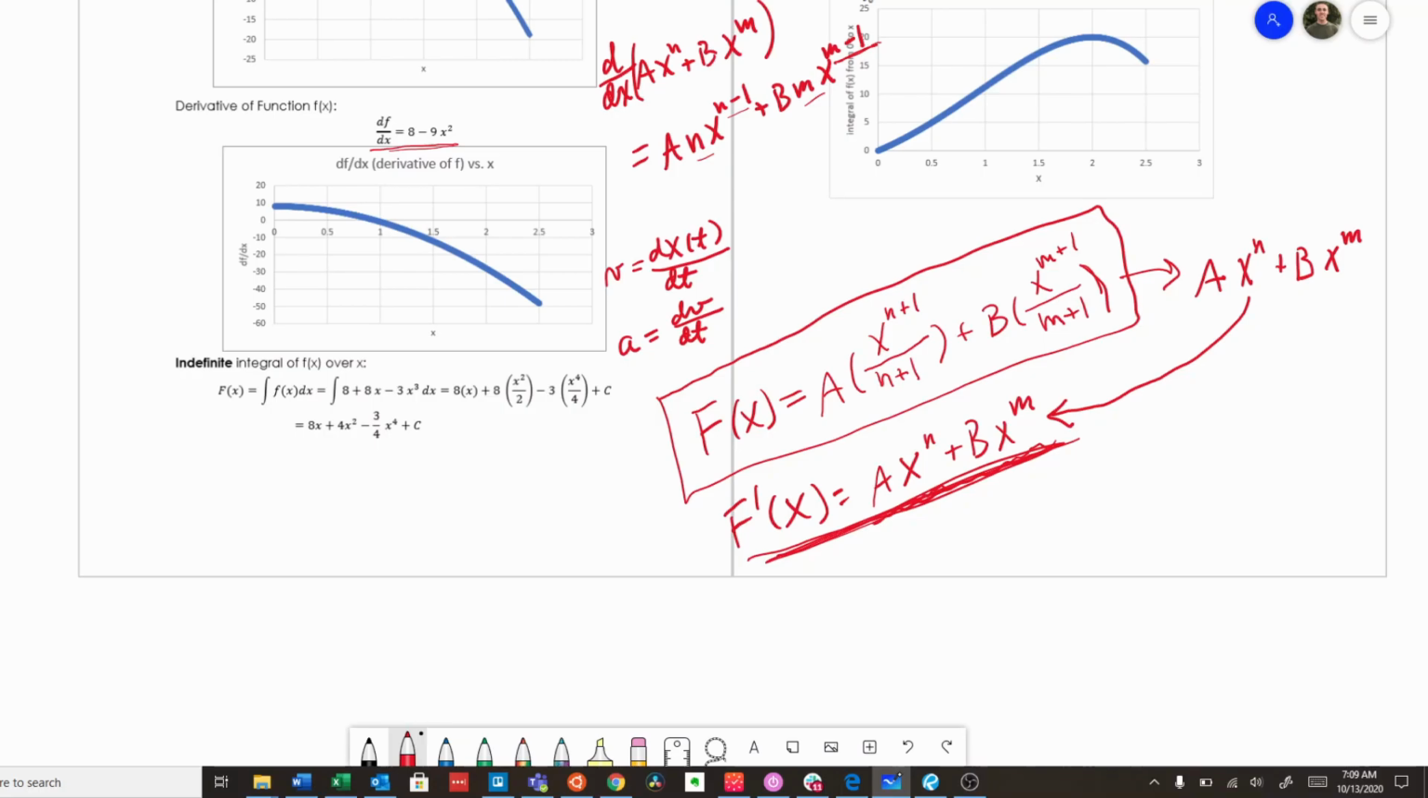Okay, now there is one part that is missing to this. You might have noticed this, but since the derivative of some constant value is equal to 0, I can also add a constant value onto this.